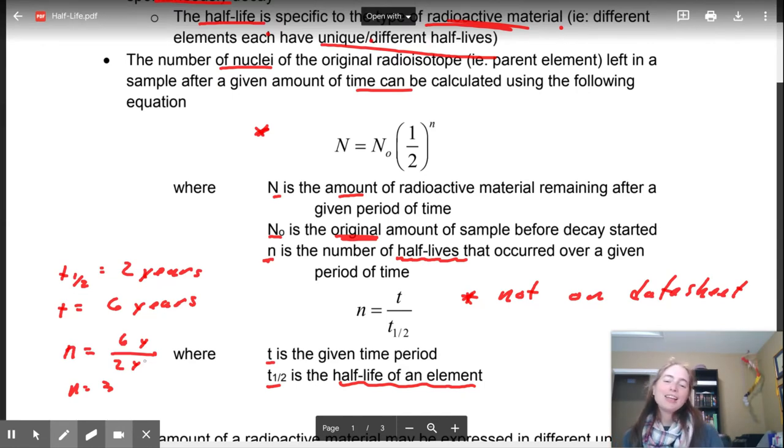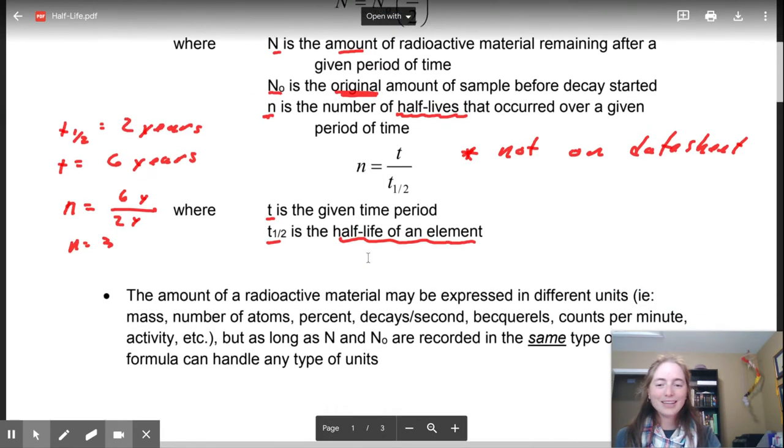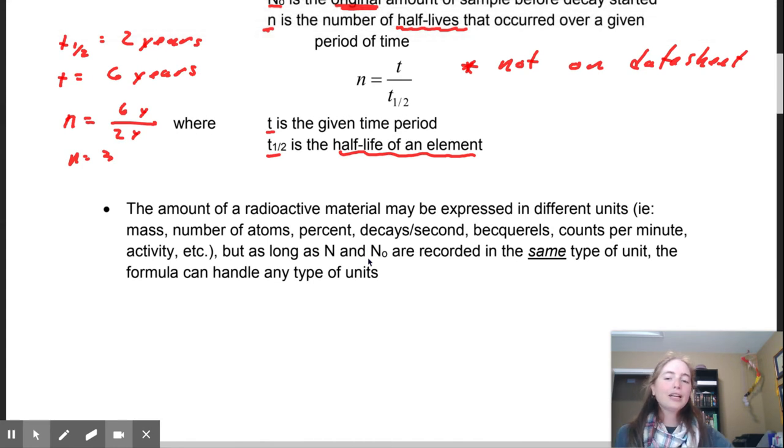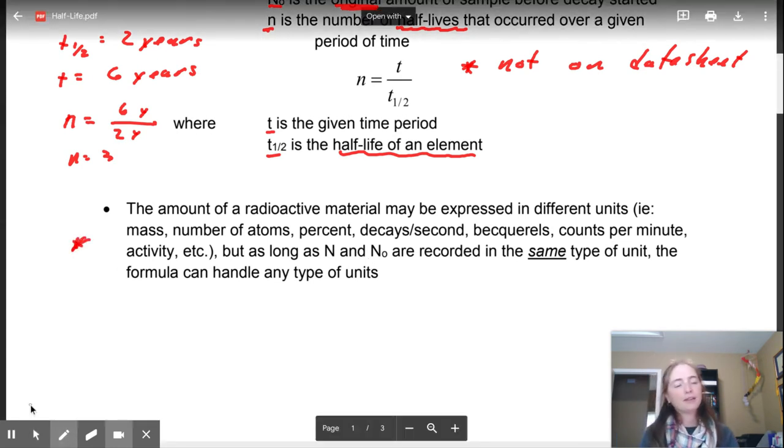With this, ladies and gentlemen, if you have any questions about half-lives and exactly how they work, sign up on Google Meet, and we can go from there. This bit here is really, really important with half-lives.